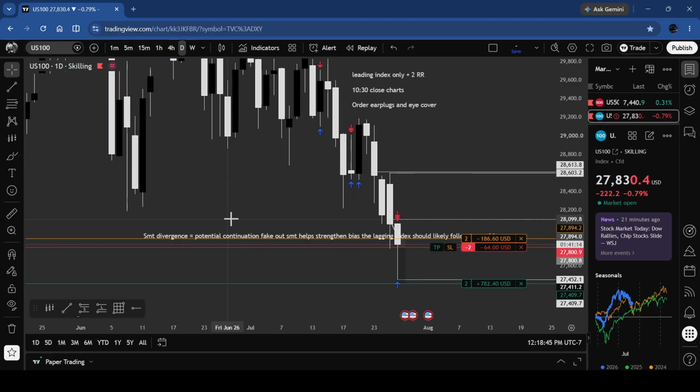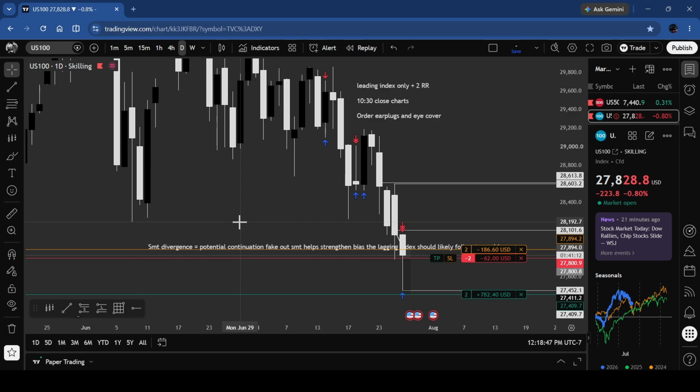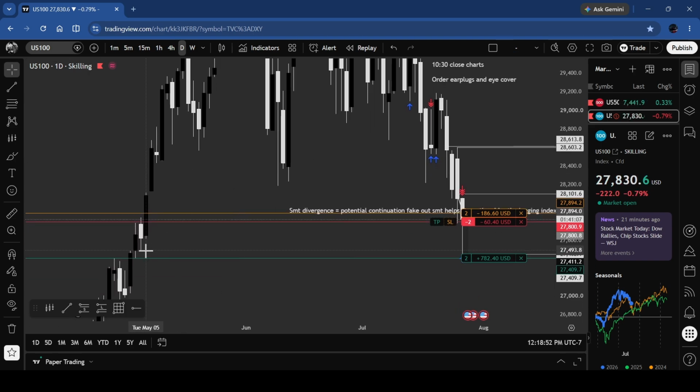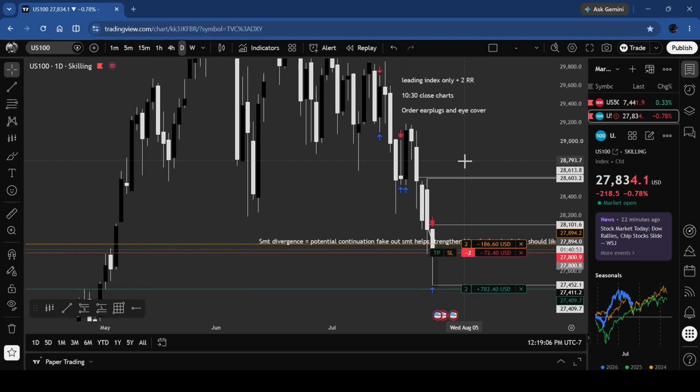Anyways, on the daily time frame, we took out these lows. We also took out this daily low. I think yesterday or today. No, I think today. But anyways, we are bearish on the daily. So I'm bearish. So I came to the market with a bearish bias.